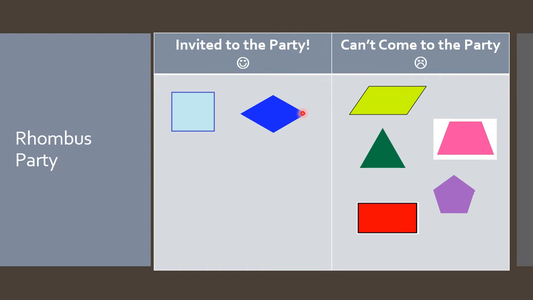Alrighty, this is your classic rhombus shape. It has four equal sides, but the angles are acute and obtuse. This is a square, but remember, a square is a special type of rhombus because are all four sides equal? Yes, so the square gets to come. All these other shapes, they either don't have four sides or they don't have equal sides, and therefore are not invited to the rhombus party.